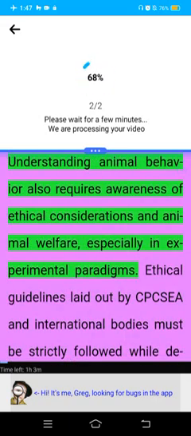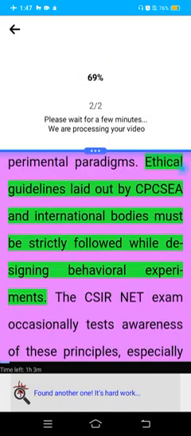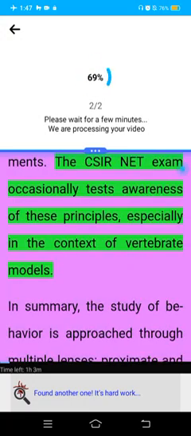Understanding animal behavior also requires awareness of ethical considerations and animal welfare, especially in experimental paradigms. Ethical guidelines laid out by CPCSEA and international bodies must be strictly followed while designing behavioral experiments. CSIR-NET exam occasionally tests awareness of these principles, especially in the context of vertebrate models.